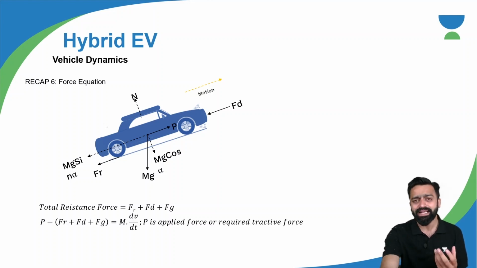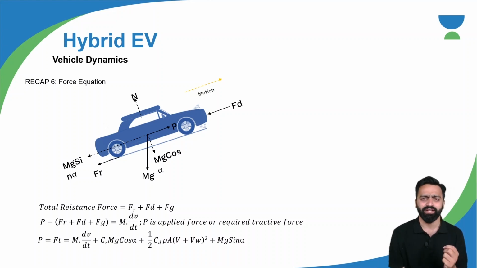We have understood the detailed equations. Here you can see P, the total power required, is nothing but Ft, the tractive effort, which is equal to m dv/dt, that is ma, mass into acceleration, plus Cr mg cos alpha, this is the rolling resistance force, plus 1/2 Cd rho A into (v plus vw) squared. In most reference books or research papers you will find that we only consider 1/2 Cd rho A into v squared, which is the aerodynamic drag force, and the last is mg sin alpha, this is the gradient force.